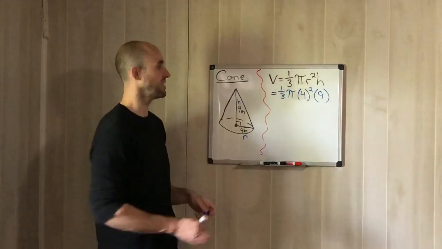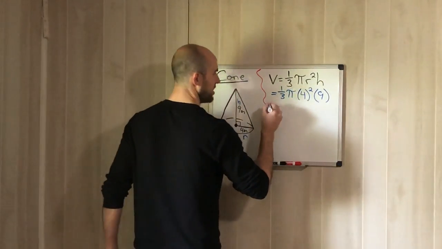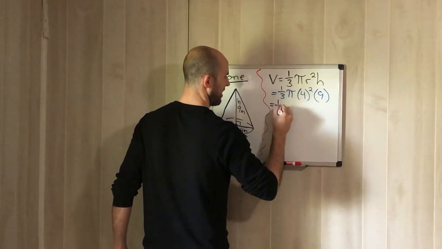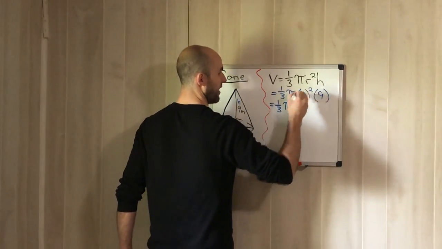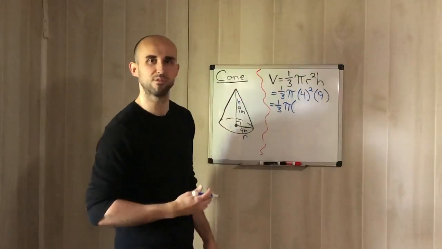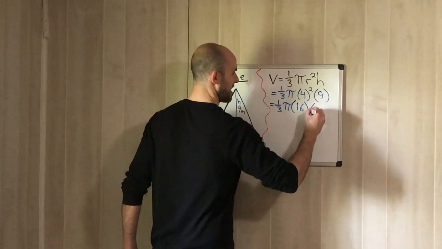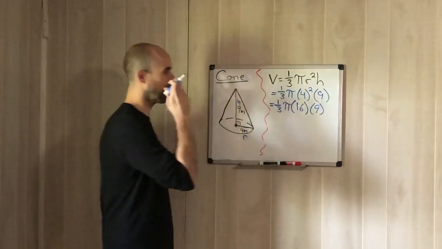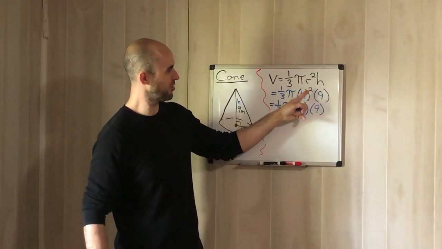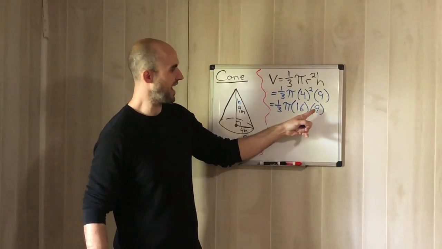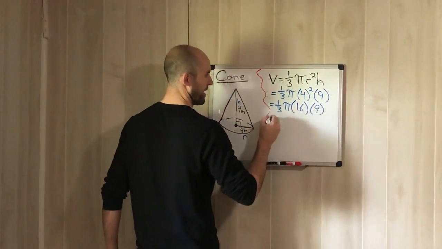So once you have all this, before you multiply, you have to deal with the exponent. So we have 1/3, bring down. We have pi, bring down. We have 4 squared, and 4 squared means 4 times 4, so 4 times 4 is 16, and bring down the 9. So far we have the 1/3, the pi, 4 squared which was 16, and then 9. Now before dealing with the 1/3 and pi, we can multiply those terms out.